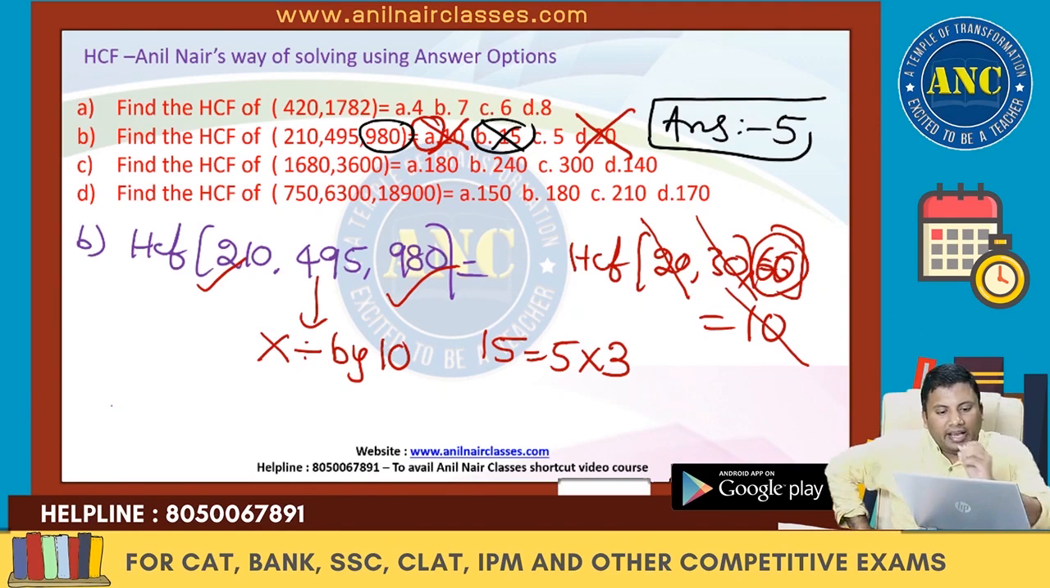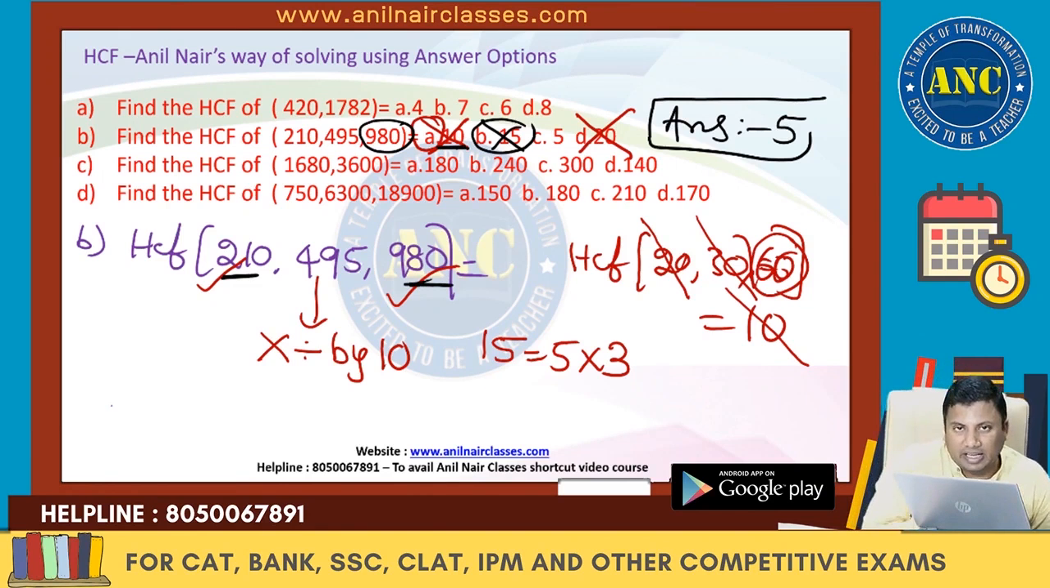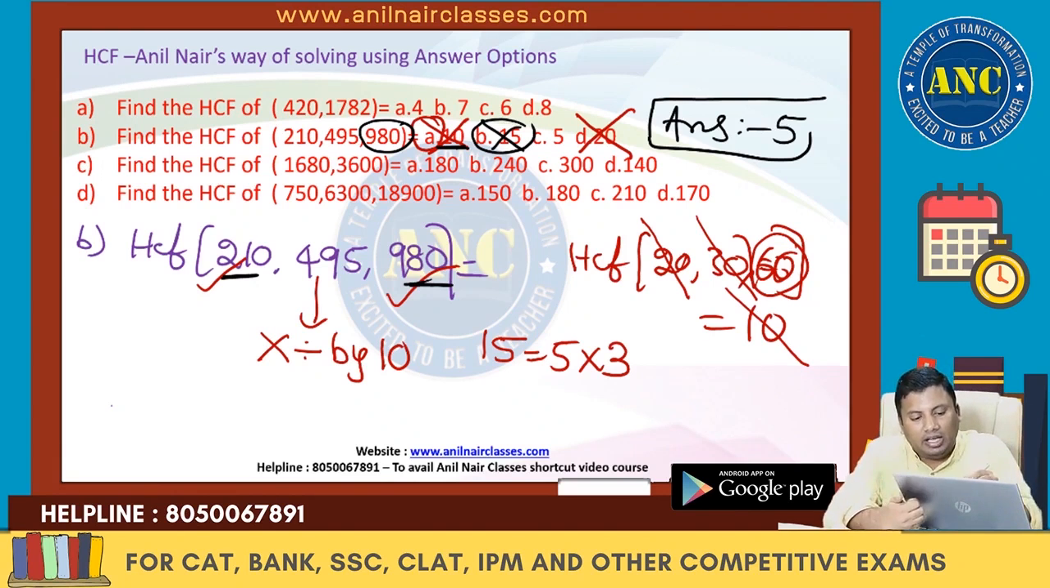Now, again I am explaining. 210 is divisible by 10. 980 is divisible by 10. If the first option is divisible by 10, the elements in the set should also be divisible by 10. 495 is not divisible by 10. 10 is out. If 10 is out, automatically 20 will be out.